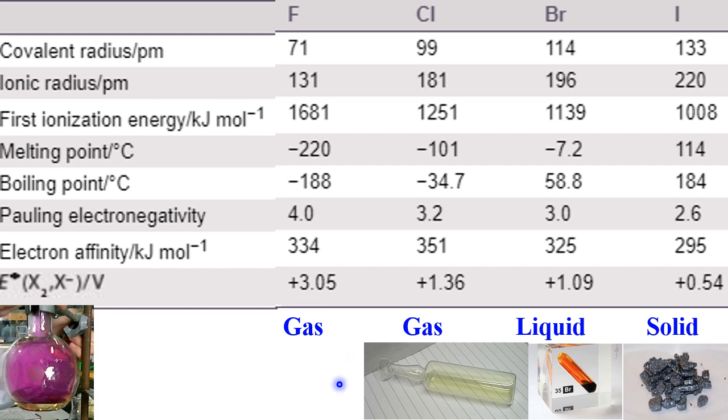Fluorine is almost colorless gas. Liquid chlorine has barely visible yellowish hue. Bromine is bright red-orange, and iodine is almost black solid, but gaseous iodine is purple, very characteristic color.